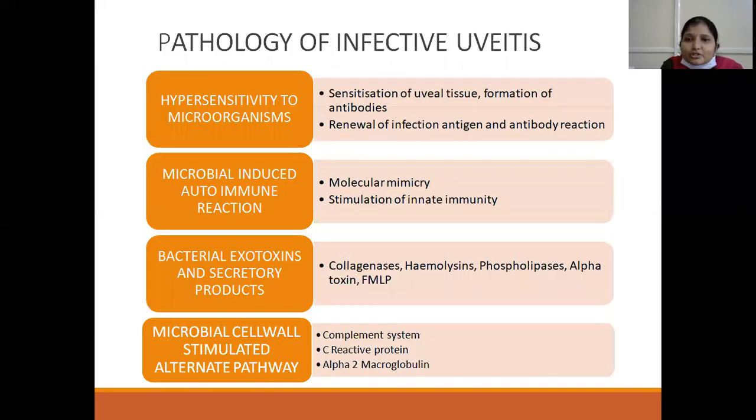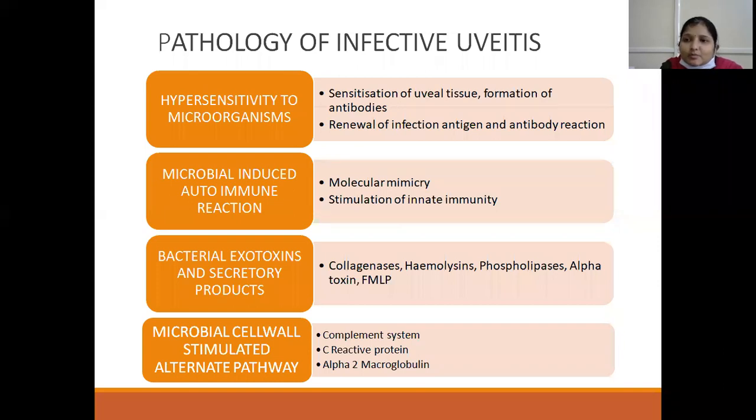Coming to the pathology of infective uveitis, infective uveitis can cause both suppurative and non-suppurative types of uveitis. In suppurative uveitis, the main cause is invasion of the microorganism into the eye directly following injury. Whereas non-suppurative uveitis can be due to these four mechanisms.